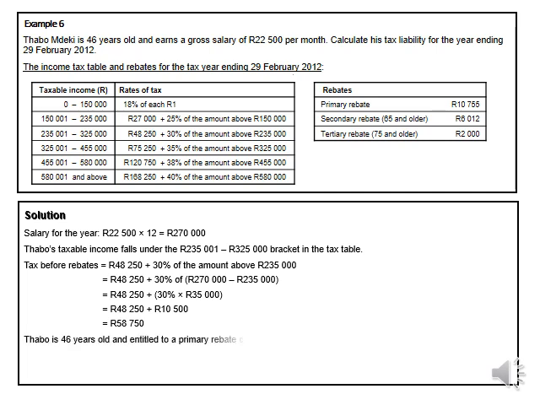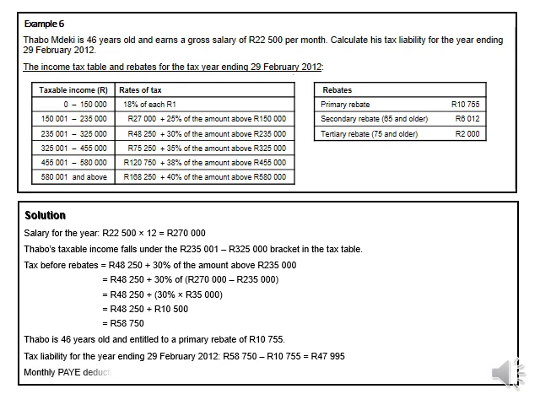And since he's 46 years old, he's entitled to a primary rebate of 10,755. So subtracting that from his tax, the tax liability, the tax that he owes for the year, is 47,995. So per month, remember, you deduct per month, you need to divide that by 12 to get his pay as you earn for the month.